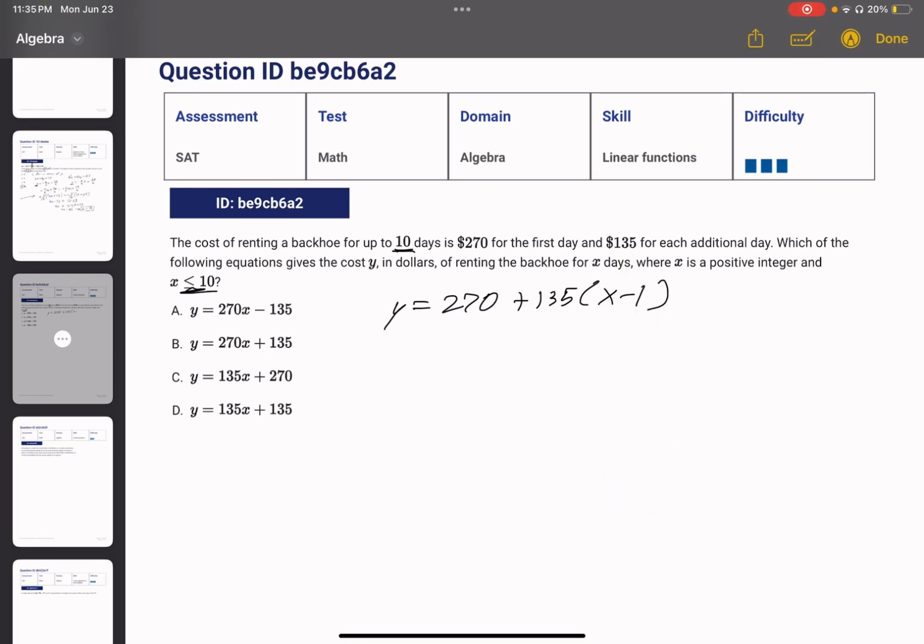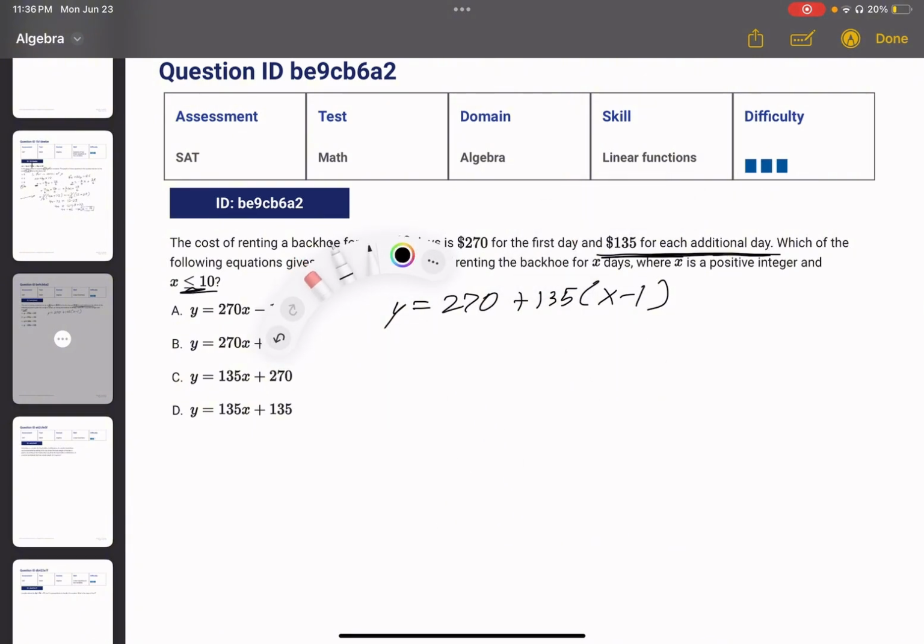the first day. Because if you see here, if we say that we rent it for 2 days, so we have 270 plus 135, but if we multiply it by x, that's going to be 2, instead of 1, because it's 135 for each additional day, not for each day plus a 270 starting fee. It's the 270 for the first day, so we have to subtract the 1.